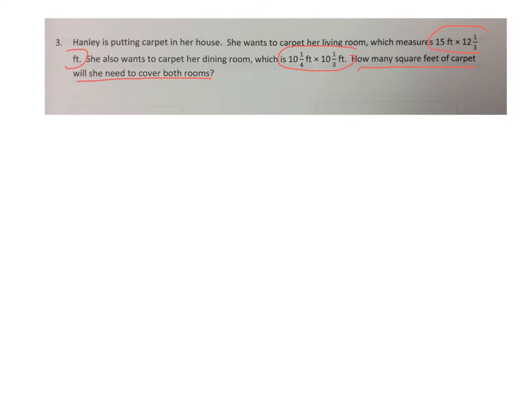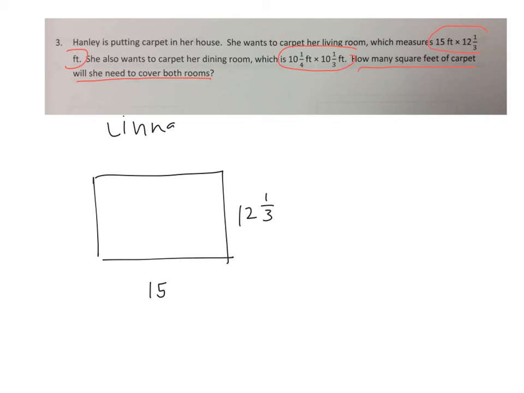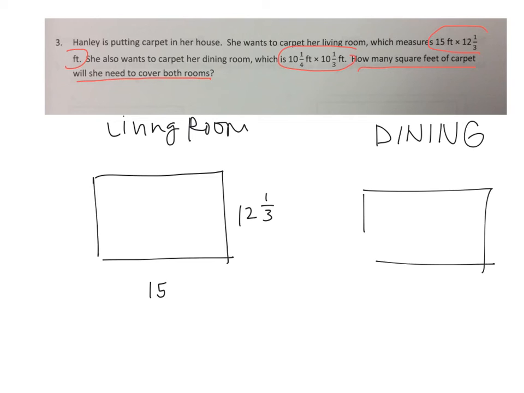Good. So let's first draw her living room. It's a rectangle shape. And her living room measures what feet by what feet? Everyone? 15 feet by 12 1/3 feet. Okay, this is the living room. Then she also wants to carpet what room? Dining room. Good. That's also a rectangle. And it measures 10 1/4 feet by 10 1/3 feet.